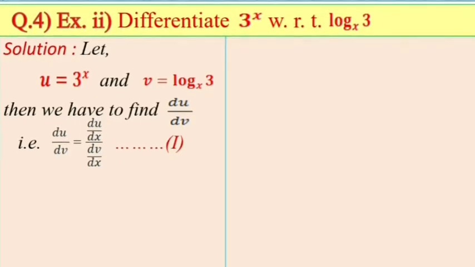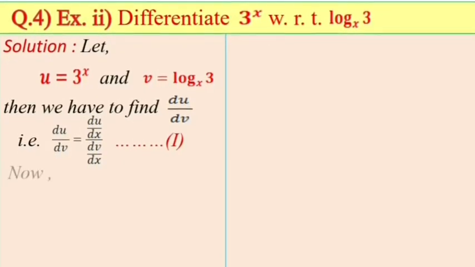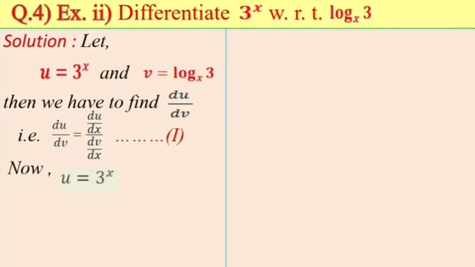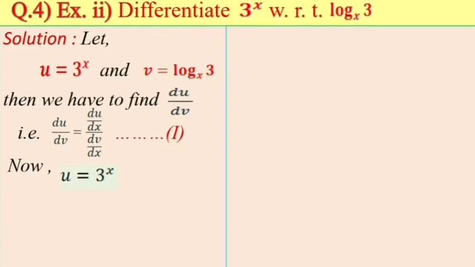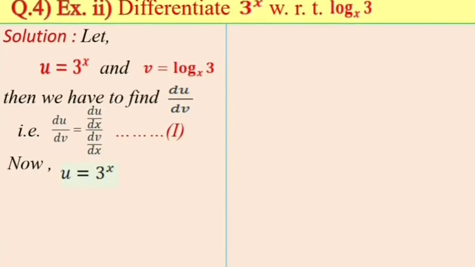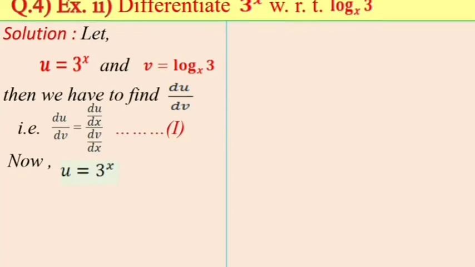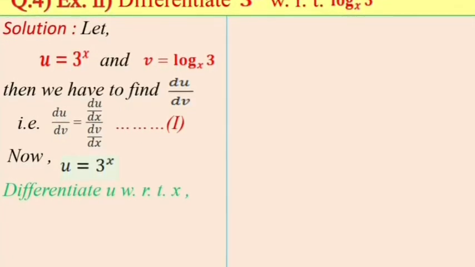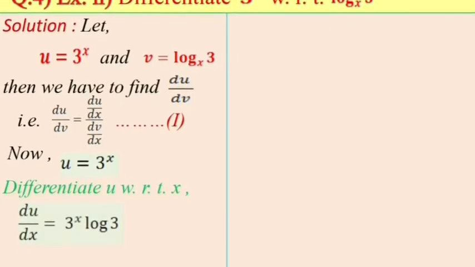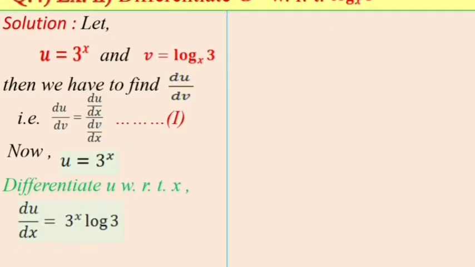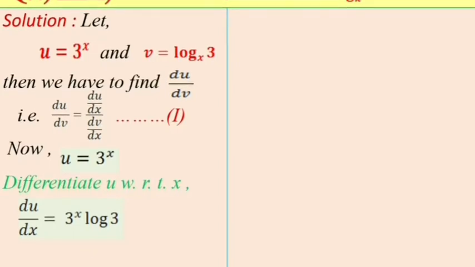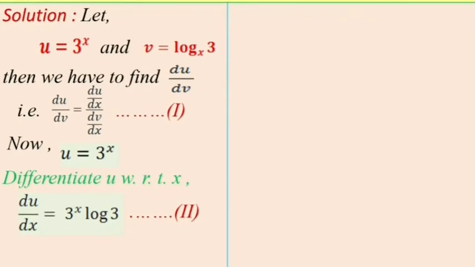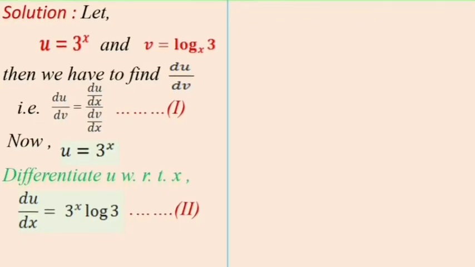Okay, now firstly take the derivative of u with respect to x, and therefore take u equal to 3 raised to x. That is our simple function, that is a raised to x, having the derivative a raised to x into log of a, and therefore differentiating u with respect to x, we can get du by dx equal to 3 raised to x into log of 3, and that is the derivative of u with respect to x. That equation is taken to be the second equation. Simple function and therefore simple derivative.